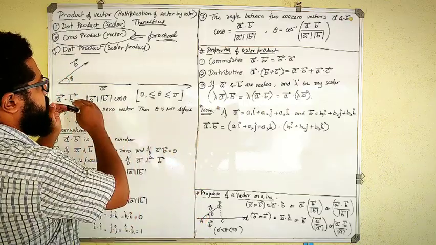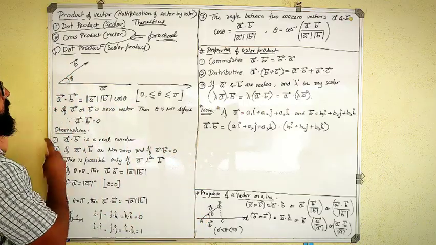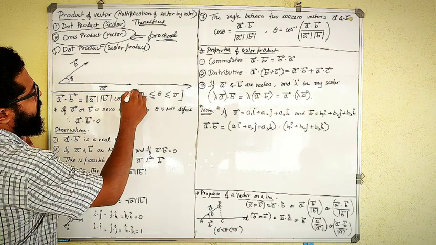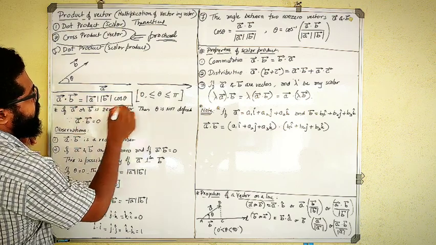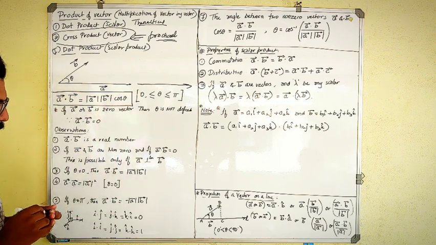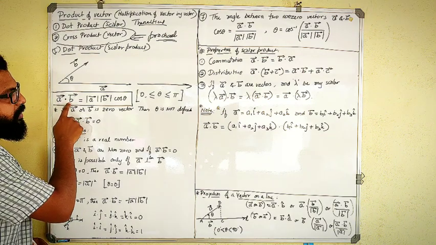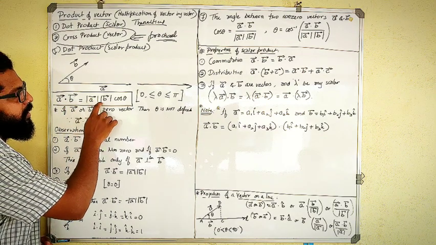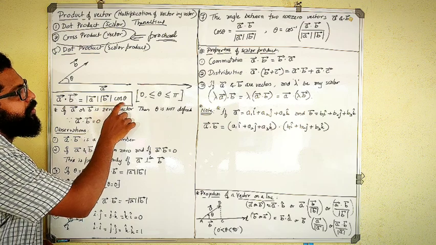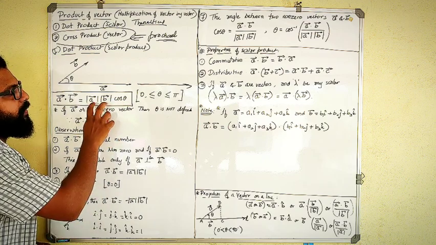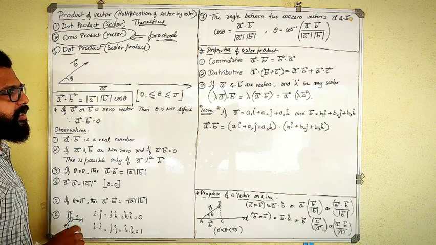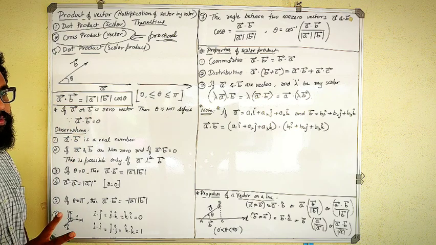Just go on remembering this particular formula, which is a very important formula for dot product or scalar product. A dot B, read as vector A dot vector B, is equal to magnitude of A into magnitude of B into cos theta. That is the formula for the dot product of two vectors.